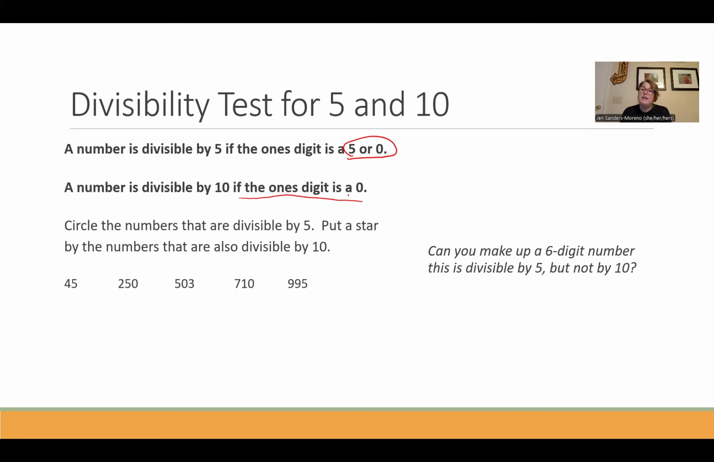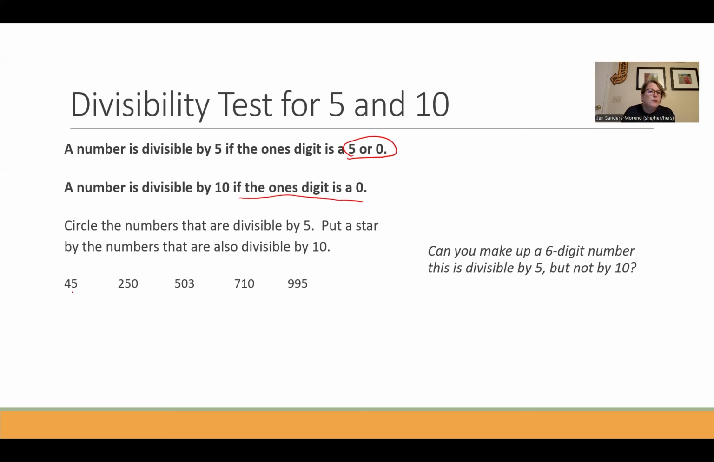So here, all we're going to do is we're just going to look at the ones digit. If it's a 5 or a 0, it's divisible by 5. If it's just a 0 for that ones digit, it's divisible by 10. So here it says circle the numbers that are divisible by 5. Put a star by the numbers that are also divisible by 10. Well, let's go look at 5 first.